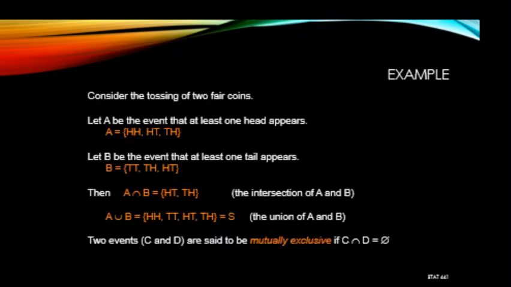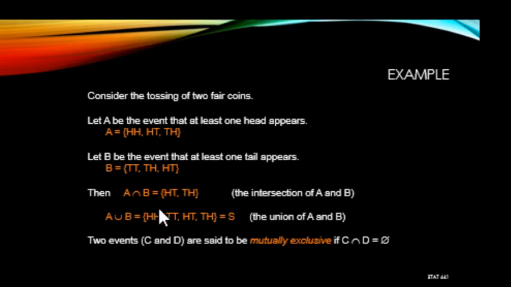Here's an example. Let's say we have the experiment where we toss 2 coins, and we know the sample space for this is 4 elements: HH, HT, TH, and TT. Let's define an event A where at least one head appears. So that has 3 elements: HH, HT, TH. Event B is at least one tail appears. So we have TT, TH, and HT.